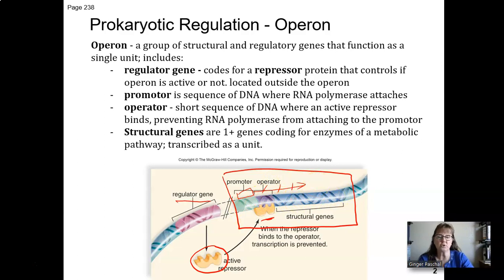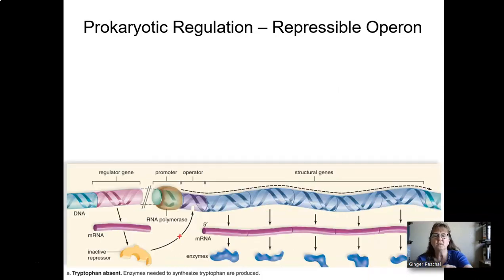So the structural genes come after the operator. First we have the promoter, then we have the operator, then we have the genes. And notice it is plural. The structural genes are one or more genes that code for enzymes of a metabolic pathway, and they are transcribed as one unit. So if we transcribe one of those genes, we transcribe them all.